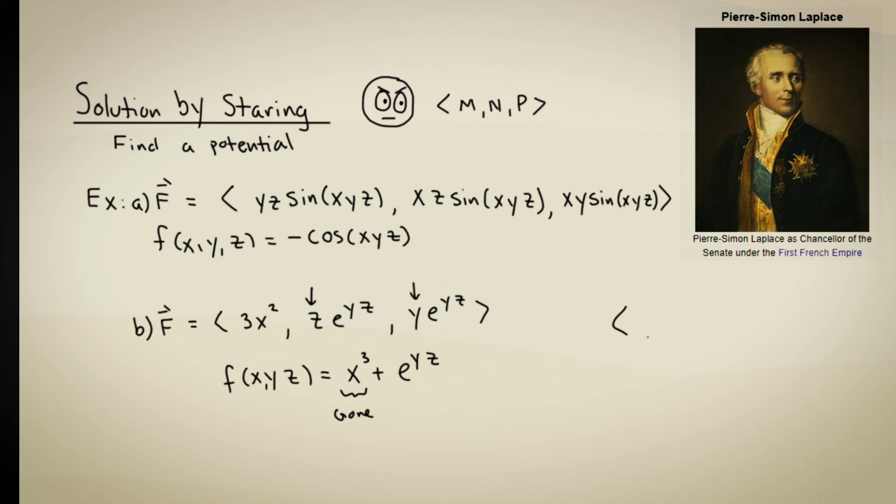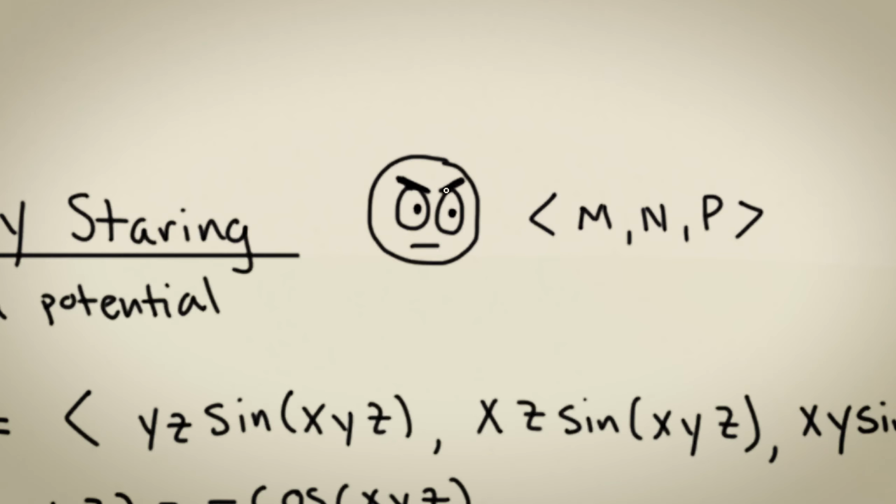If I have something, for example, in the y coordinate that has like a z, just a lonely z in it, that makes me think that I had something like e to the yz, because then when I took the y partial derivative, this z would come out front from the chain rule. If it doesn't work, just stare harder.